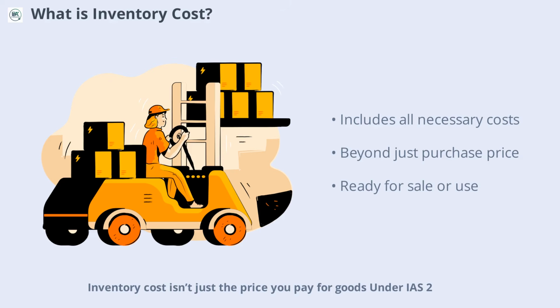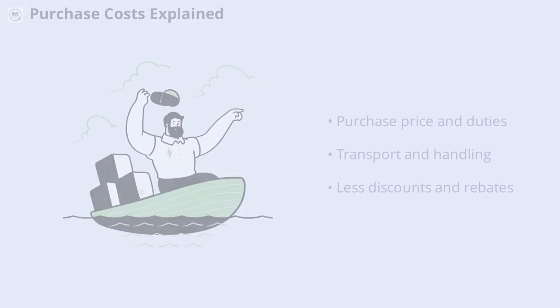Inventory cost isn't just the price you pay for goods. Under IAS 2, it includes all costs necessary to bring inventory to its present location and condition. This means you need to consider not only the purchase price but also other expenses directly tied to getting inventory ready for sale or use. Think of it as the total investment made to have those goods available in your warehouse, ready for customers or production.